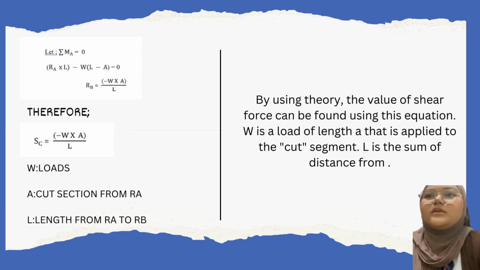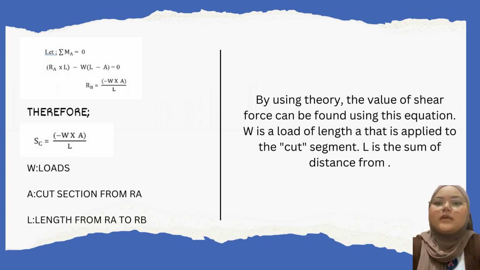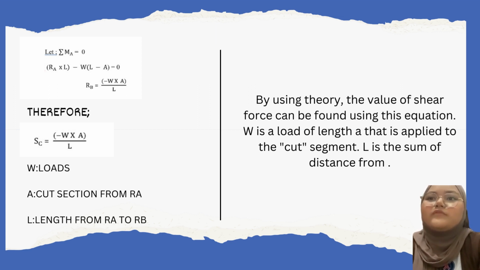Let summation of MB be equal to 0. So RB times L minus W times L over A is equal to 0. So RB we get negative W times A over L. Therefore, SC is equal to negative W times A over L. W is the load, A is the cut section from RA, L is the length from RA to RB. By using this theory, the value of shear force can be found using this equation. W is the load of the length A that is applied to the cut segment. L is the sum of distance from.